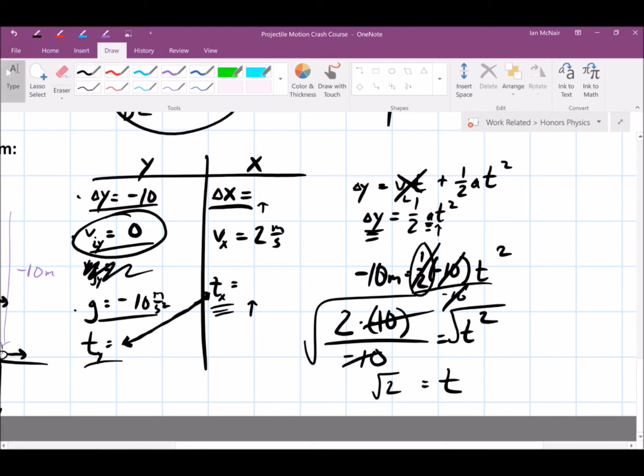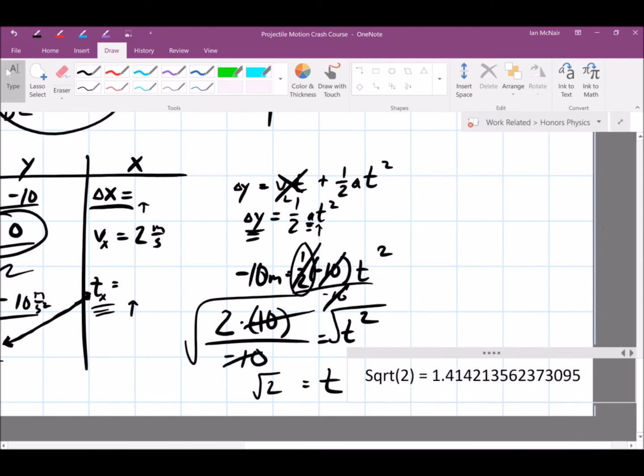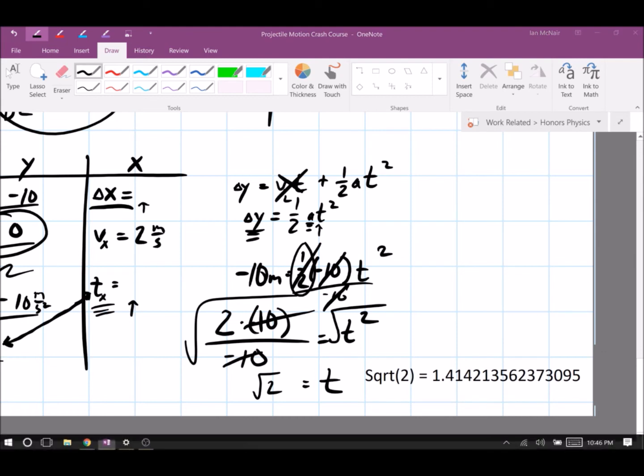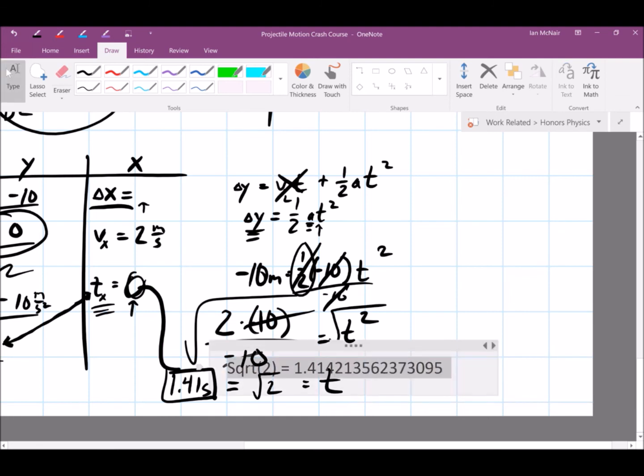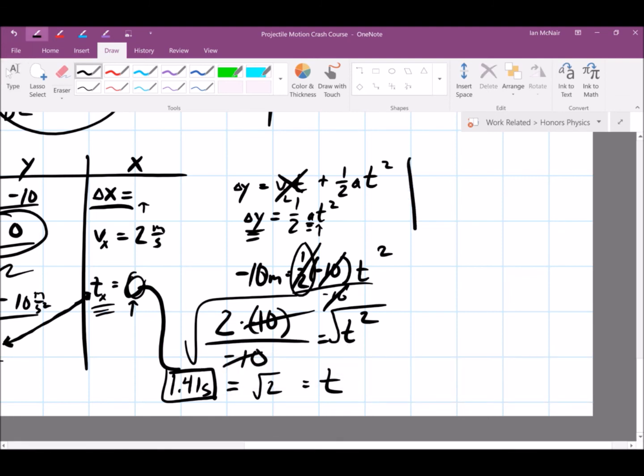Now, I'm going to do some math real quick. So if I take the square root of 2, our t is equal to 1.41 seconds. And what's great is that now we have that right here. So let me delete this. I don't need it anymore. So this was working in our y direction. Now we're going to work in our x direction.